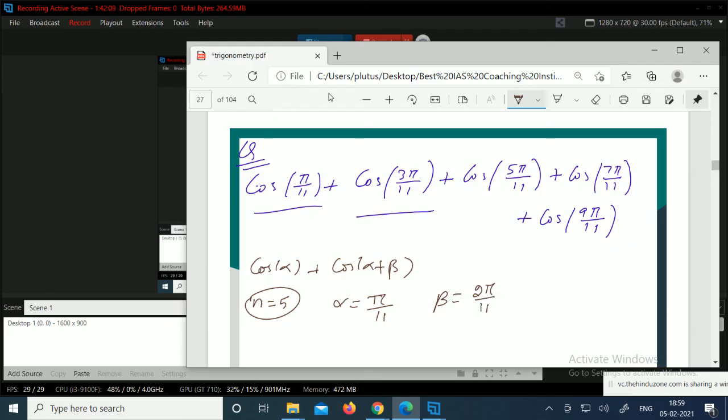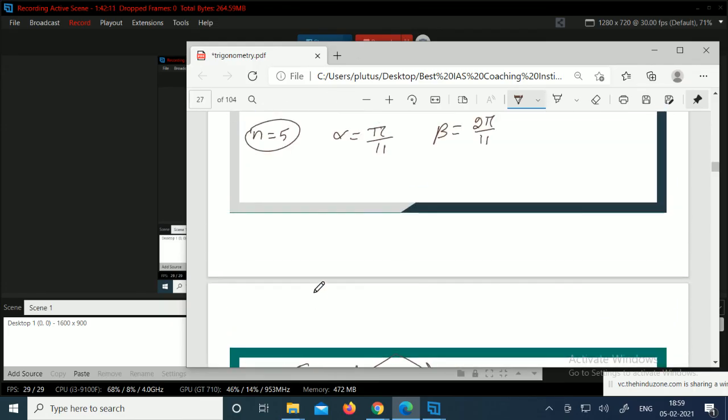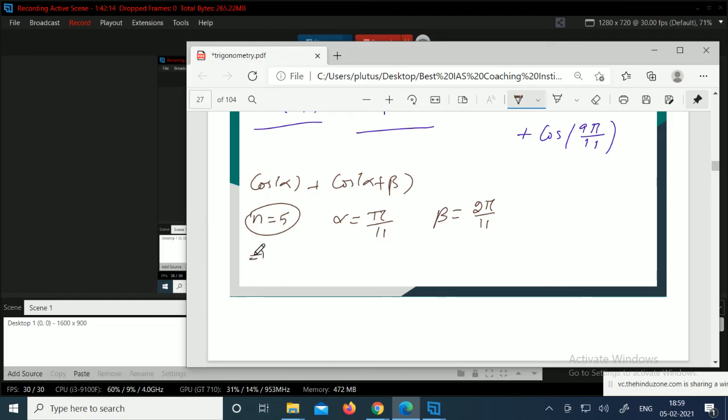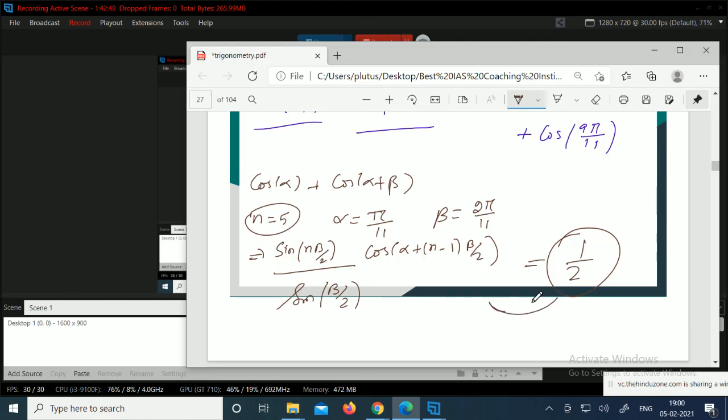So can we apply that formula? The formula is sin(n beta by 2) divided by sin(beta by 2) times cos(alpha + (n-1) beta by 2). Can you substitute all these values and calculate the final expression? Yes. If you calculate the final expression, the answer is 1 by 2. Okay. Check your answer by putting all these values in this final expression.